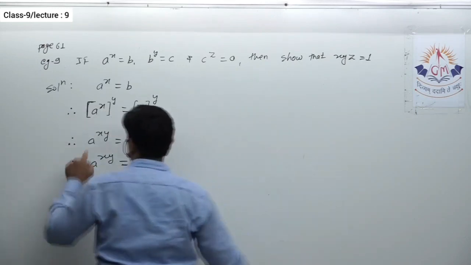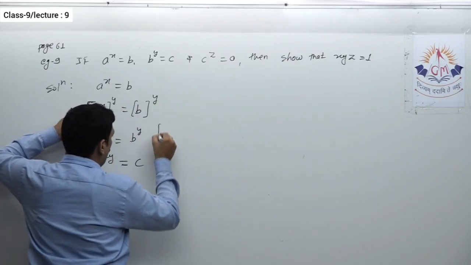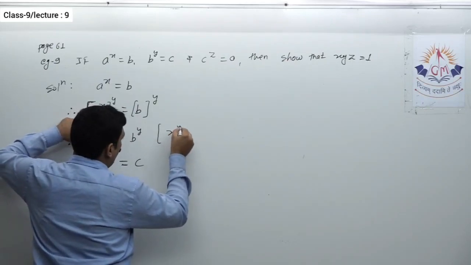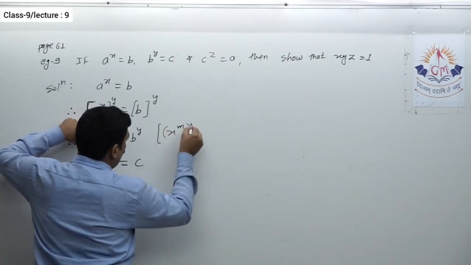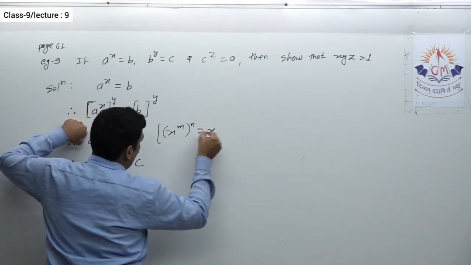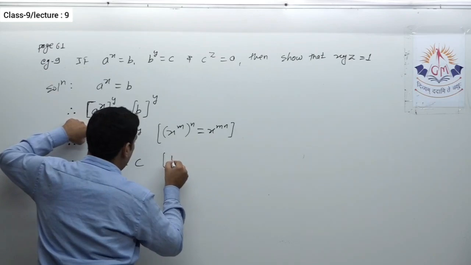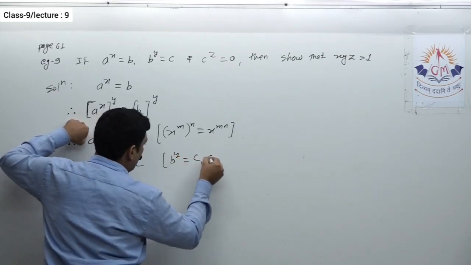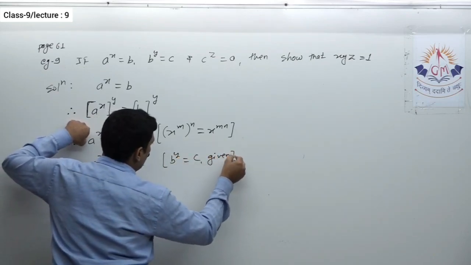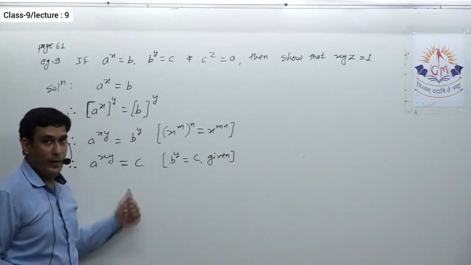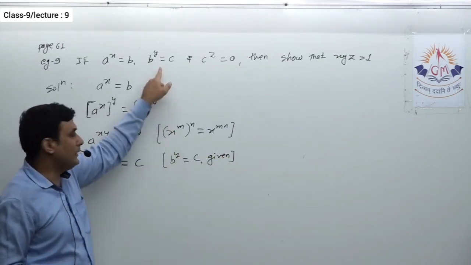So first of all, here I use the power law, so here I'll write x raised to m raised to n is equal to x raised to mn, and over here I write b raised to y is equal to c, that is given. Why did I take b raised to y equal to c? Because it is given.